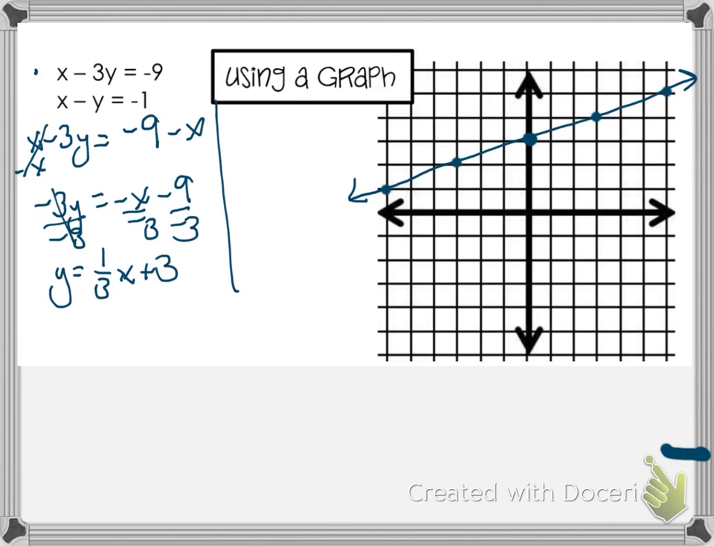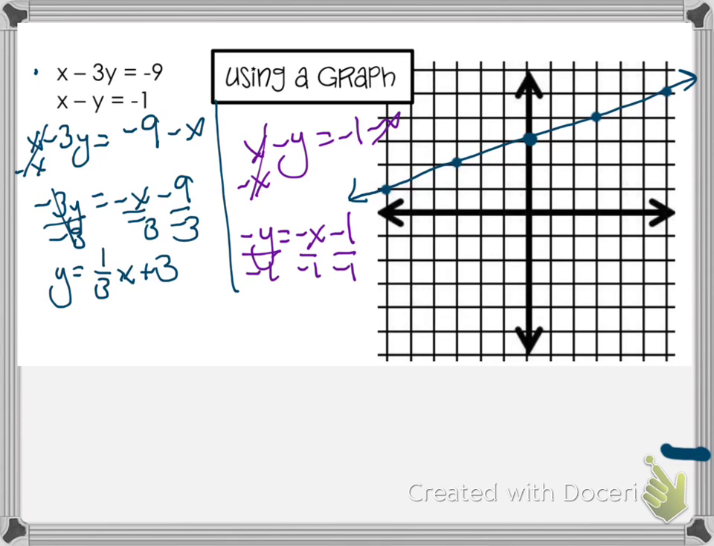So again, we want to isolate the y value. x minus y equals negative 1. Subtract x from both sides. So we get negative y equals negative x minus 1. Then we want to make the y positive, so divide by negative 1 to each and every term. That just changes the sign. So y equals x plus 1.